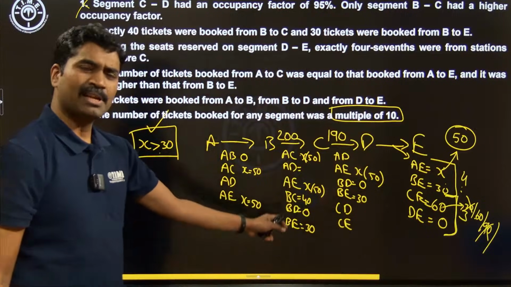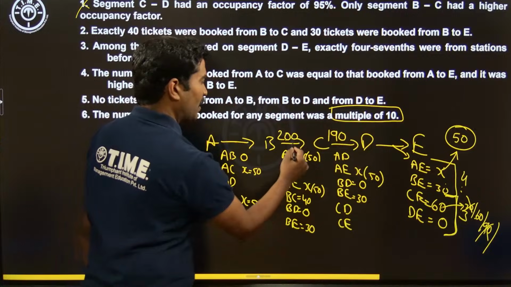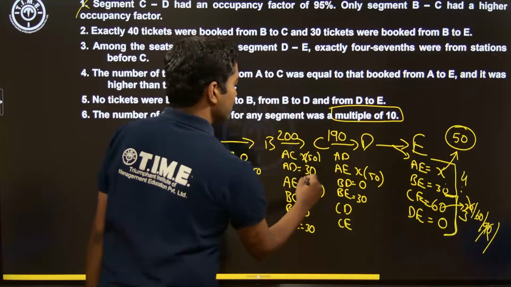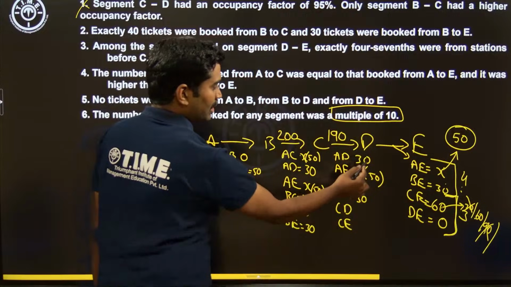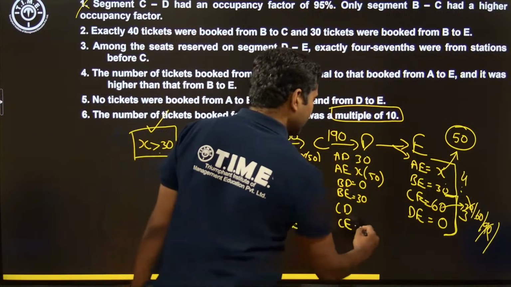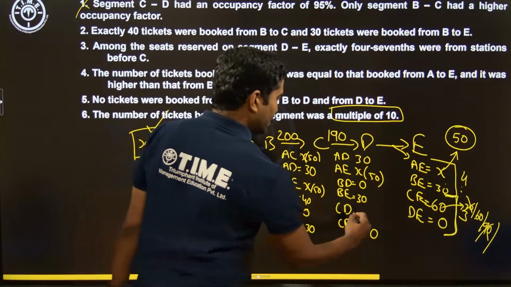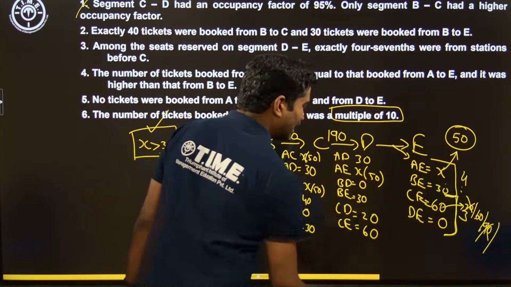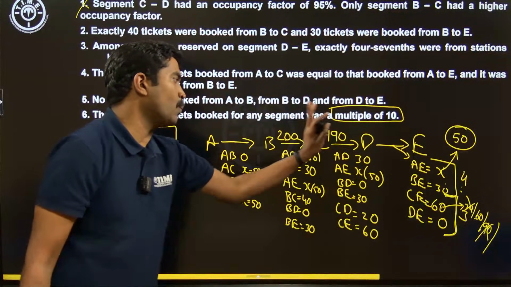Now check the stretch BC. 30 plus 40, 70, 50, 120, 170, total is 200. So AD is equal to 30. Okay, I know 30, 50, 80, 110, right? CE is equal to 60. 60, 30, 90, 140, 170. CD has to be 20, right? Just check it. 80, 110, 160, 190.